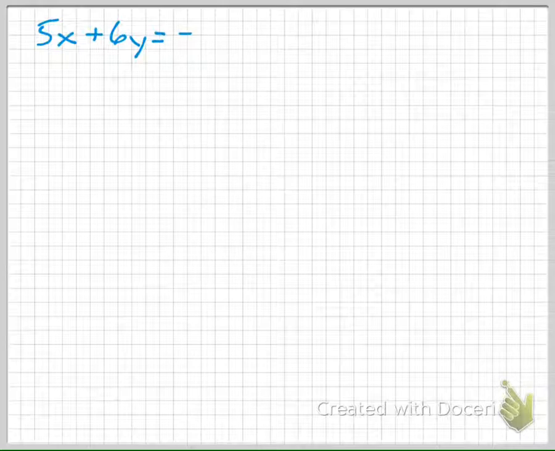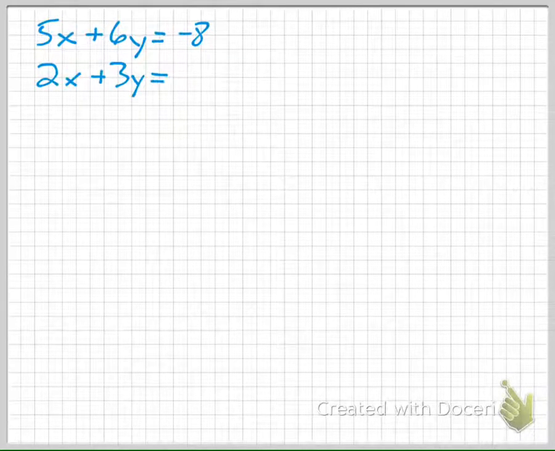Okay. Let's do this one. Let's see if you guys can do it. 5x plus 6y equals negative 8, and 2x plus 3y equals negative 5. Solve that system.